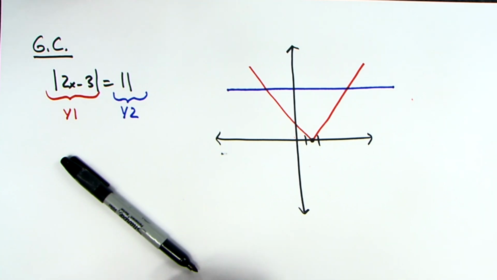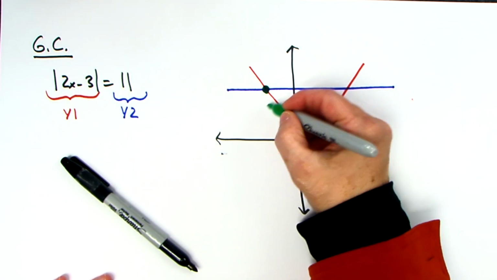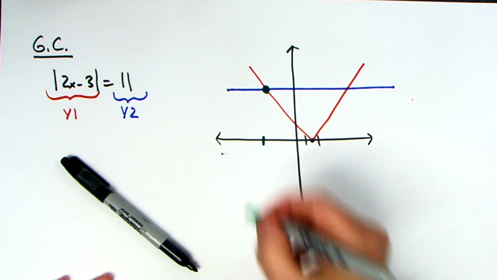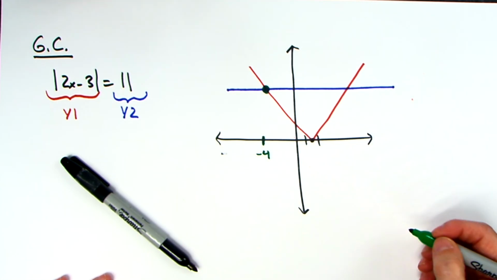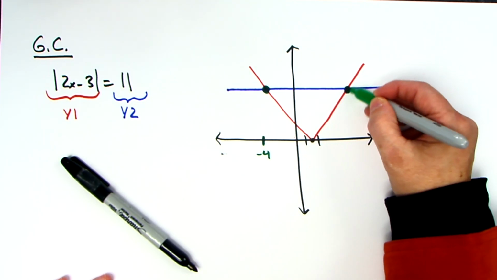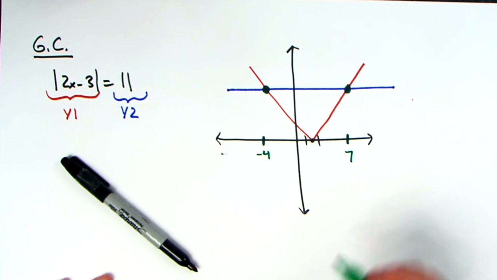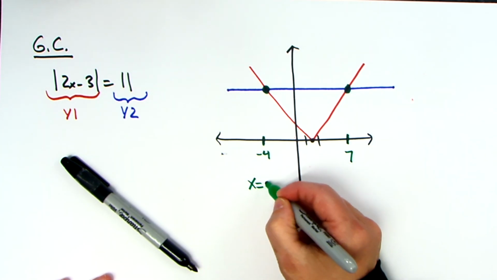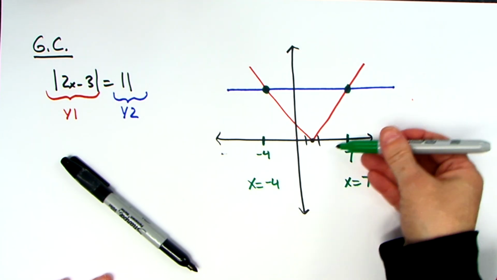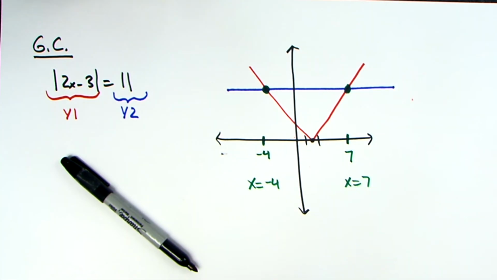And where are the two answers going to be? Well, the answers are the points at which they cross, and over here we got a negative 4 and a 7, so this would be negative 4 on the x-axis, and where they cross over here would be 7 on the x-axis. So that's where we're getting x equals negative 4 and x equals 7, because it's the x value of the point at which they cross.